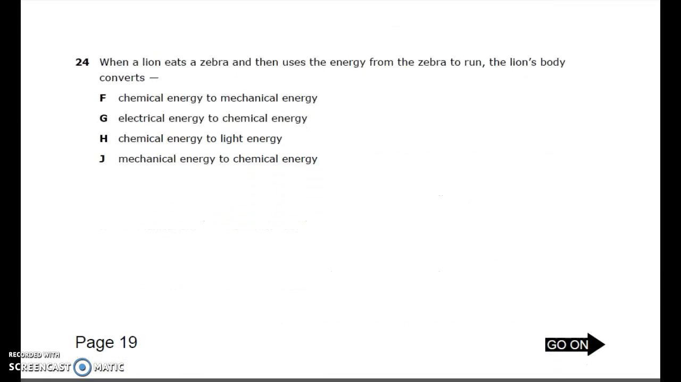Number 24. When a lion eats a zebra and then uses the energy from the zebra to run, the lion's body converts F. Chemical energy to mechanical energy, G. Electrical energy to chemical energy, or H. Chemical energy to light energy, or J. Mechanical energy to chemical energy.